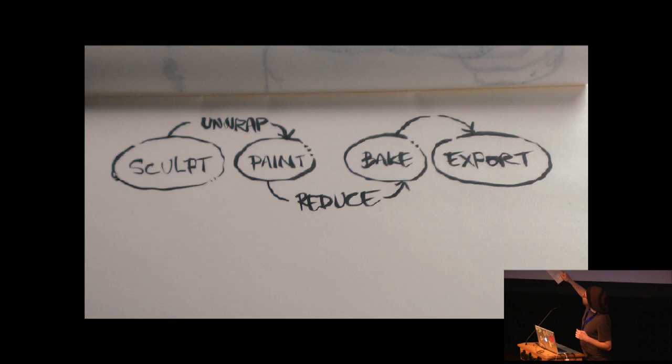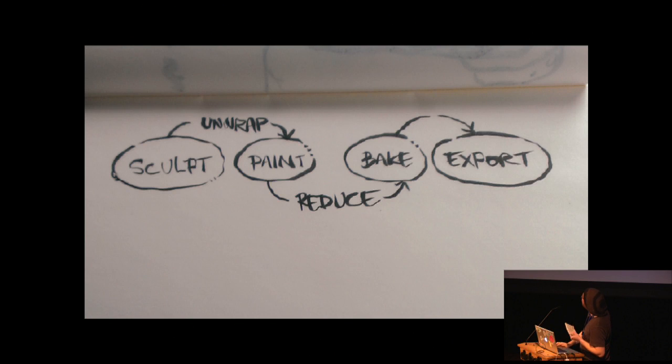Right now, this is what I would do, right? I'll sculpt something until I'm happy with the shape. Then I will paint it, but in order to paint it, I have to unwrap, right? And once that is done, I will have to reduce it to get the polygon count down to something Unity will take, and then export it, right?